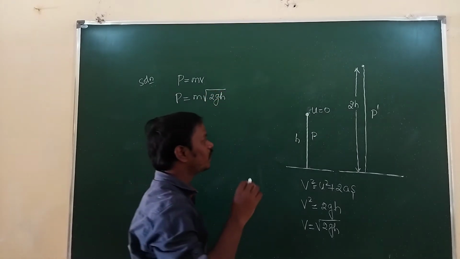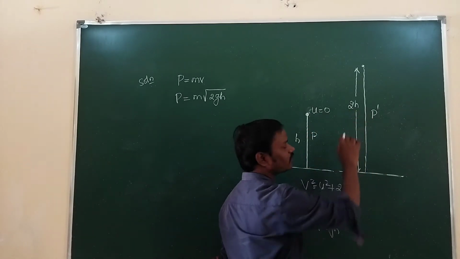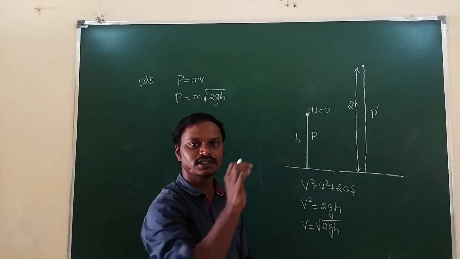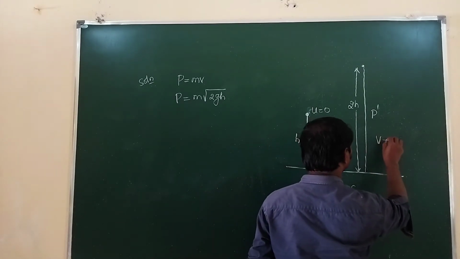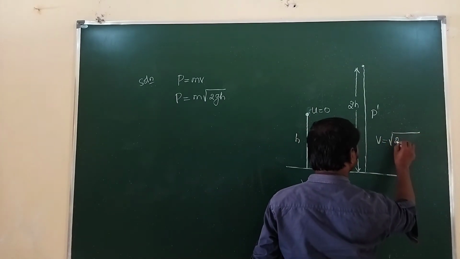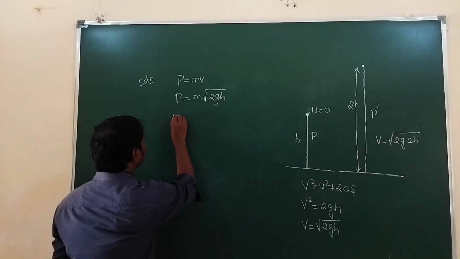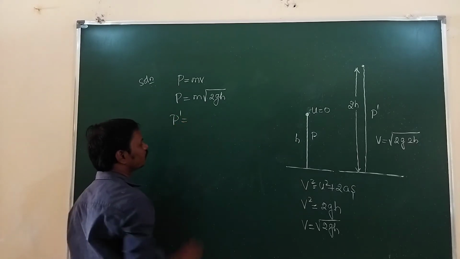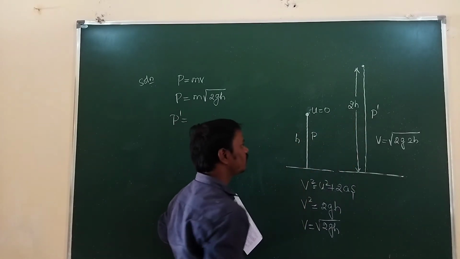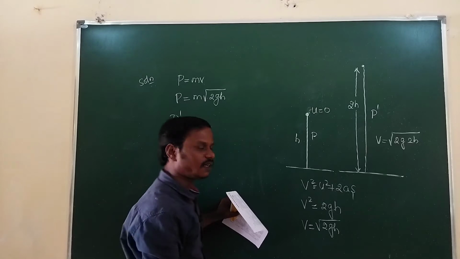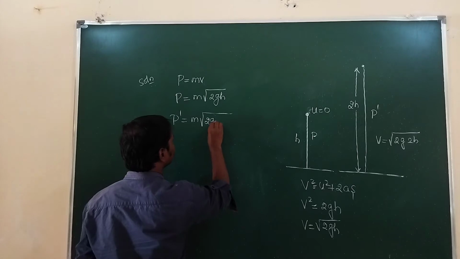Next, if the height is 100% more than the previous height, then that height can be taken as 2h. Then what about the velocity with which the stone hits the ground? That is square root of 2g into 2h. Now I will take this momentum as p dash, the momentum with which the stone hits the ground. Now p dash is equal to m into square root of 2g into 2h.